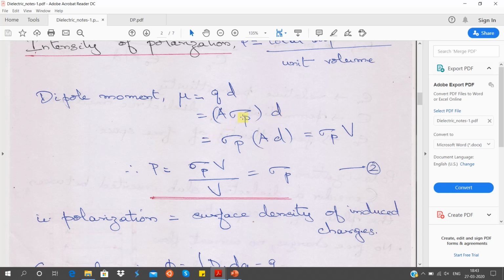In the next step, I'm doing a small rearrangement. I bring in sigma p first and keep area and distance together, so I can write sigma p into A into d. Now this area into distance is nothing but the volume of the material. So the dipole moment mu becomes sigma p into volume. That means surface charge density times the volume of the material.